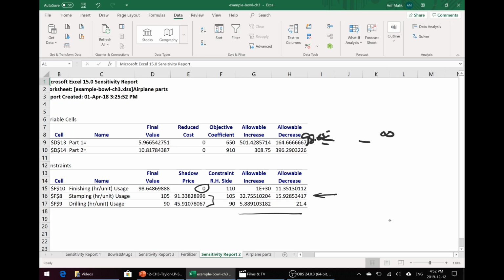Okay, it's not clearing up. It doesn't matter. Anyway, we can find out the ranges of the right hand side, and also the objective function ranges as well.